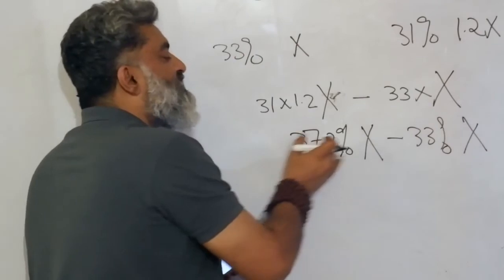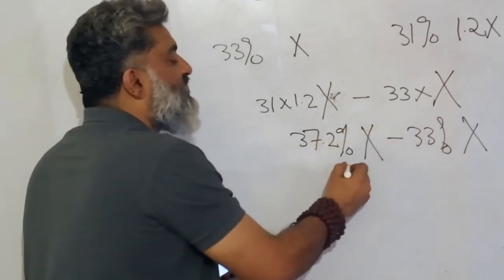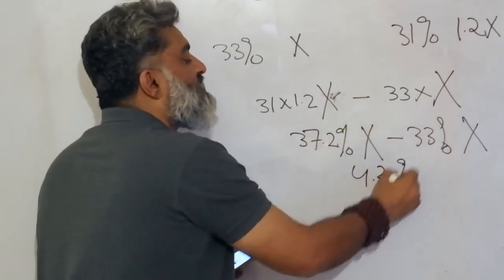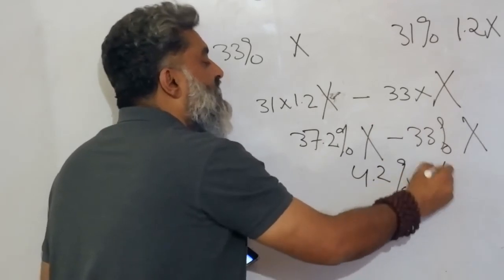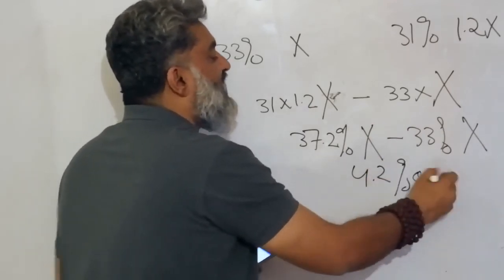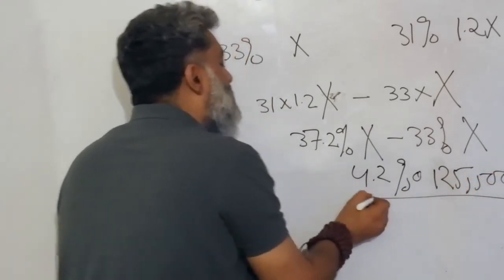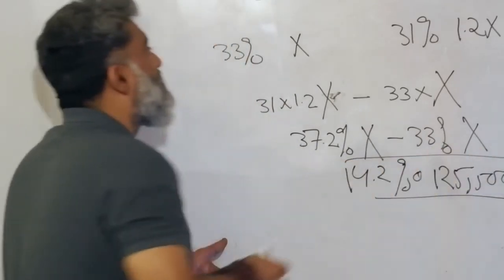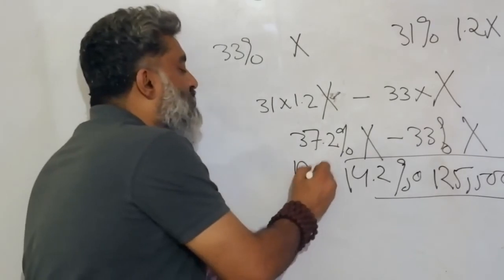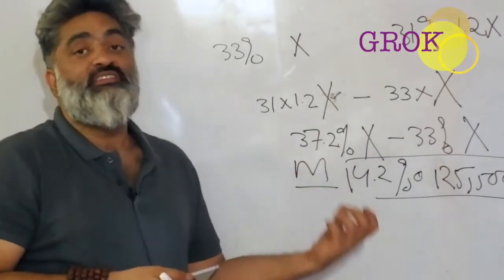That means 37.2 minus 33 is going to give you 4.2% of x. Now instead of x you can put the actual value, 1,25,500, and find the value for Maruti. Now I am not going to do the rest of the work for you. This is how you find it.